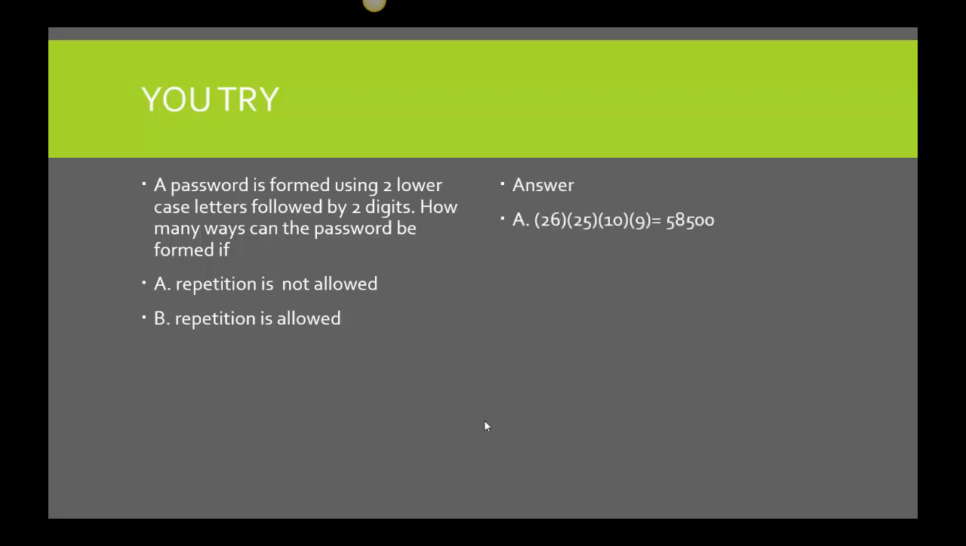All right, so let's check out the answer. So the first one, when I take repetition away, the first time I pick a letter, I had 26 choices, but once I used a letter, I can't use it again, so now I have 25 choices. Same thing with the digit. I pick one, but then once I've used it, then I only have 9 choices left. So if I do these 2 letters, 2 digits, no repetition, I have 58,500 different passwords I can make. Part B says, well, put the repetition back in. Then I have 26, 26, I have 10, 10, here's 67,600.